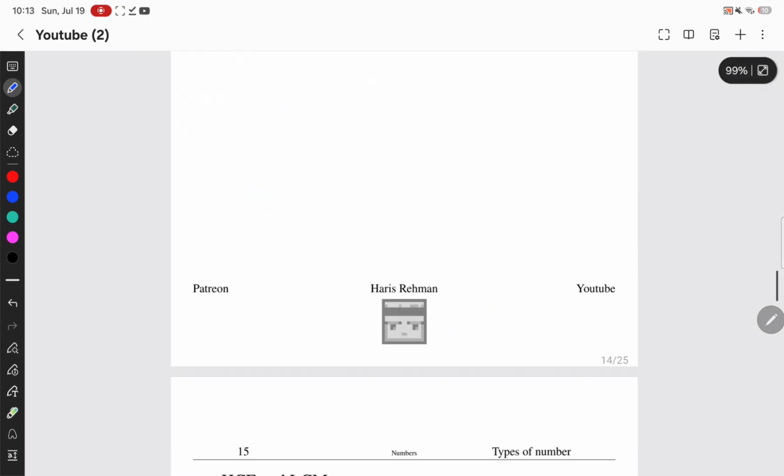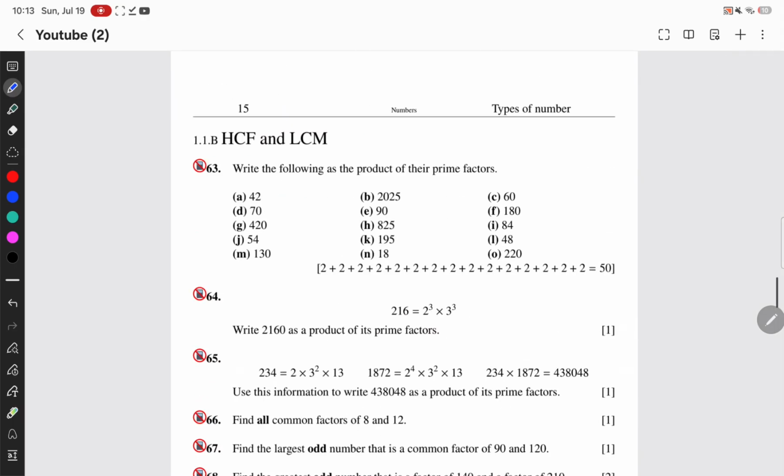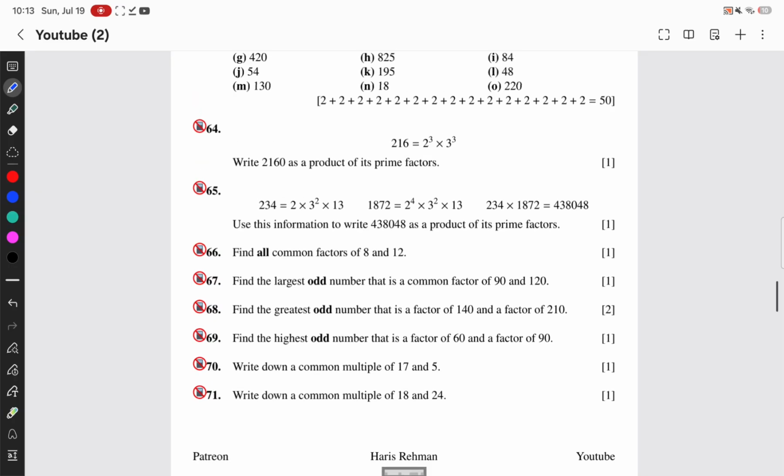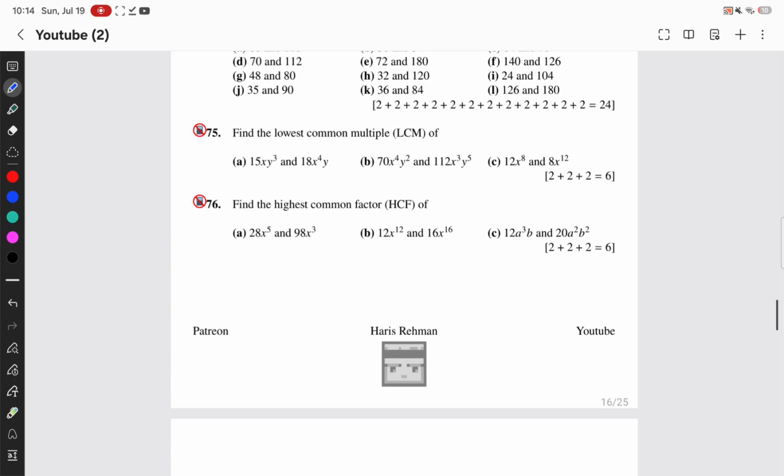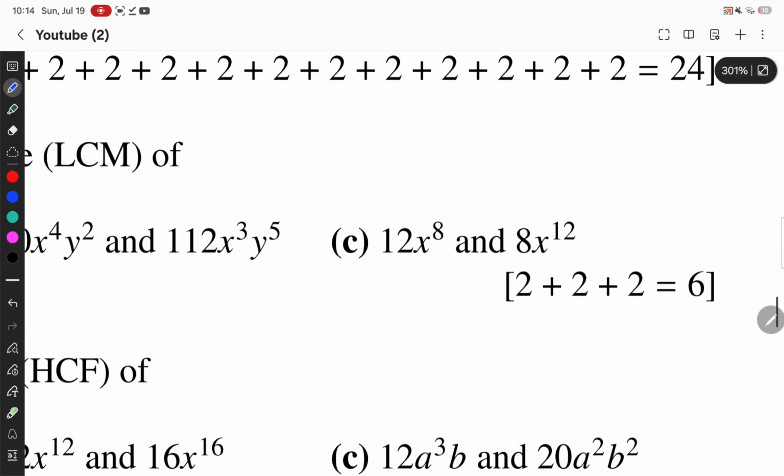You guys might have a better handwriting than me. HCF and LCM, you guys know what to do about these, right? Yeah, sure. These are very easy. For these ones, I will just do one for you guys.